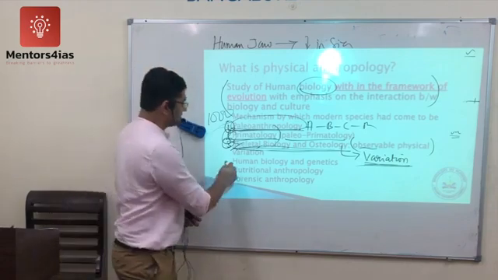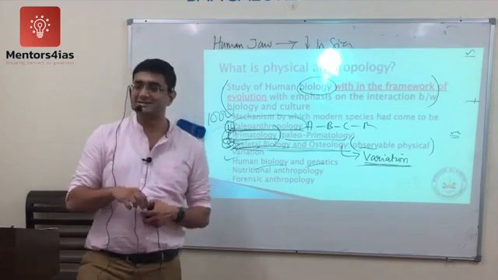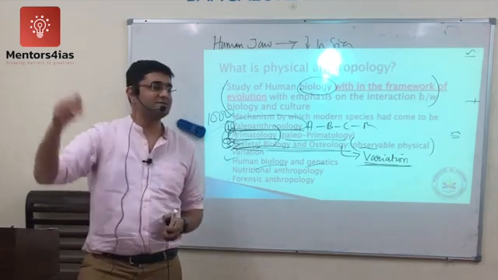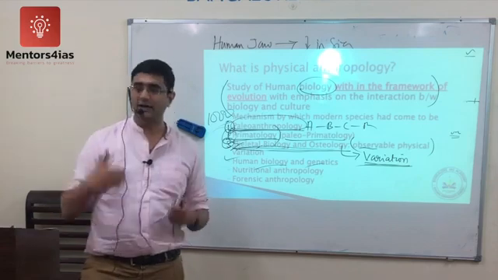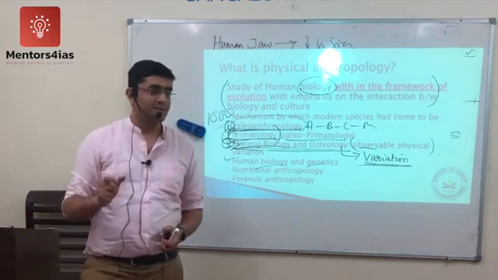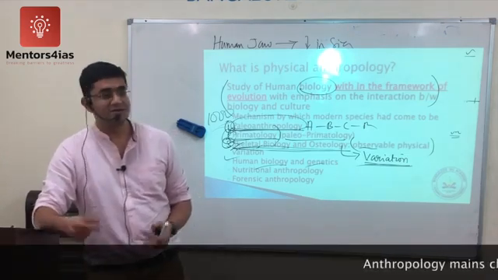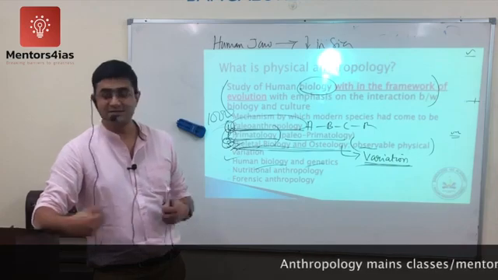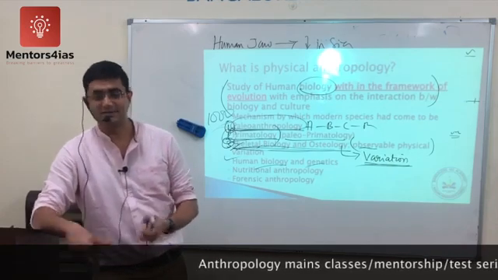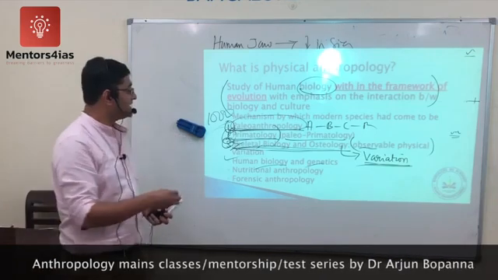The next aspect is to study human biology and genetics. Genetics is the ingredient because of which there is variation. See, today I look different, you look different. That is physical variation. But what is the reason behind this physical variation? Our genetics are different. My genetic combination is different from yours. So genetic variations are there.